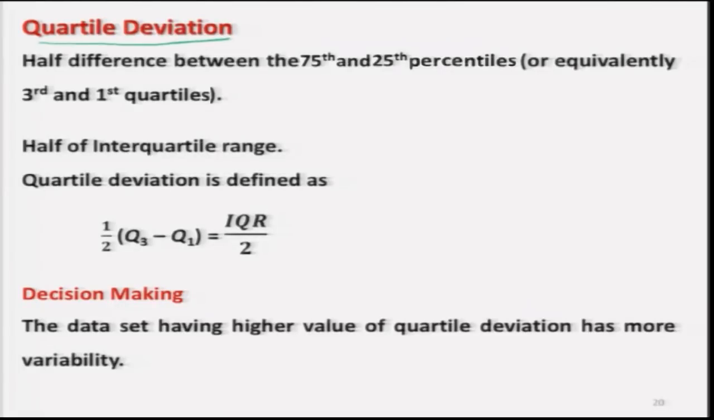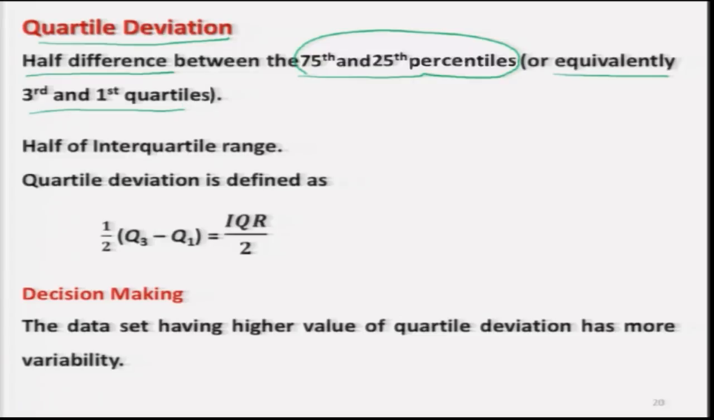Now, I would like to introduce one more measure called the quartile deviation. The quartile deviation and the interquartile range are very closely related to each other, and after this I will show you how to compute it in the R software. The quartile deviation is another measure of variability in the data, defined as the half difference between the 75th and 25th percentiles, or the half difference between the third and first quartile. So this is essentially half of the value of the interquartile range.